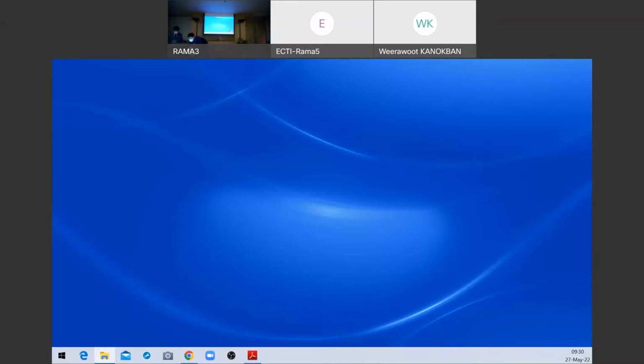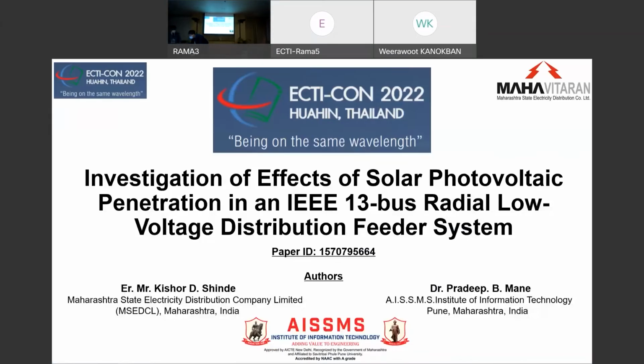Stanley, he's a researcher at AISSMS IOIT College of Engineering. Worked as a senior engineer at Maharashtra State Electricity Distribution Company, which is the second largest power distribution company. And he worked as a general manager, Gujarat Energy Department.